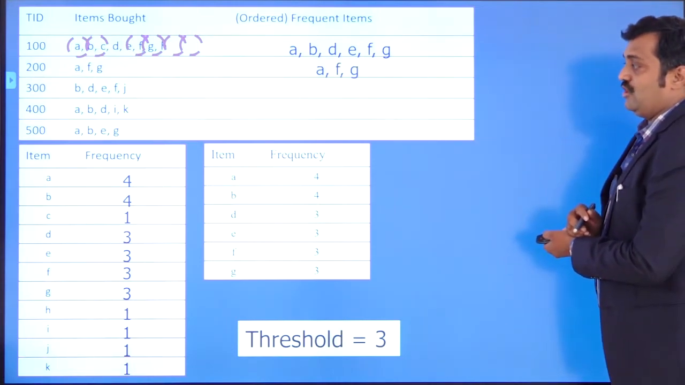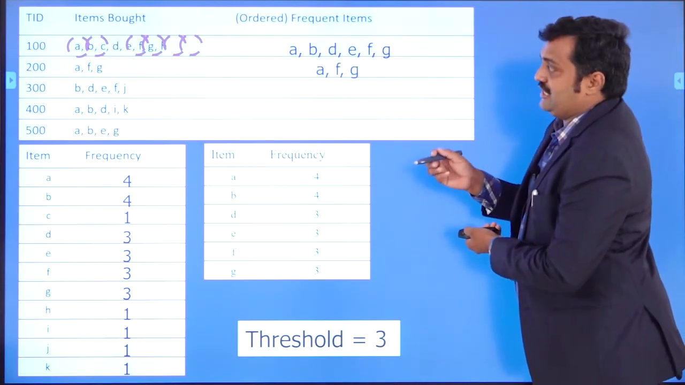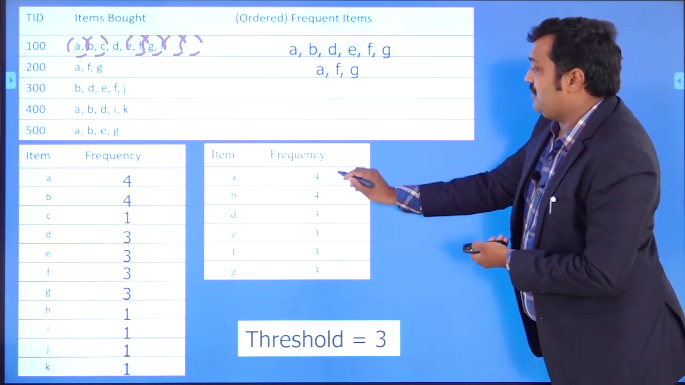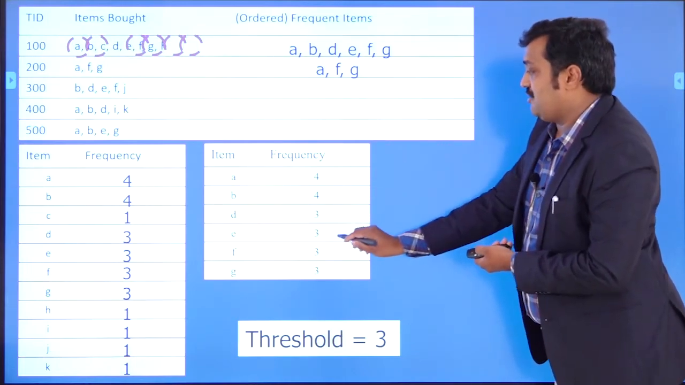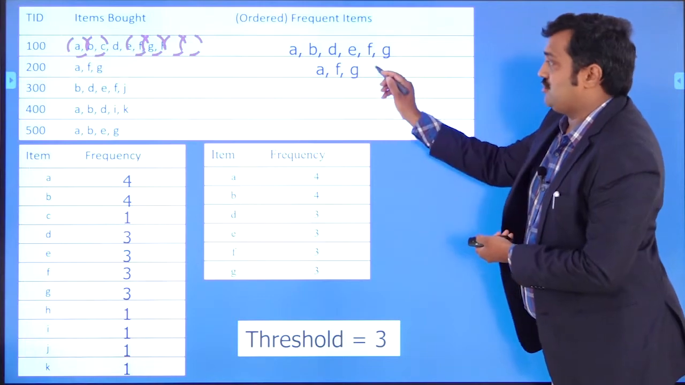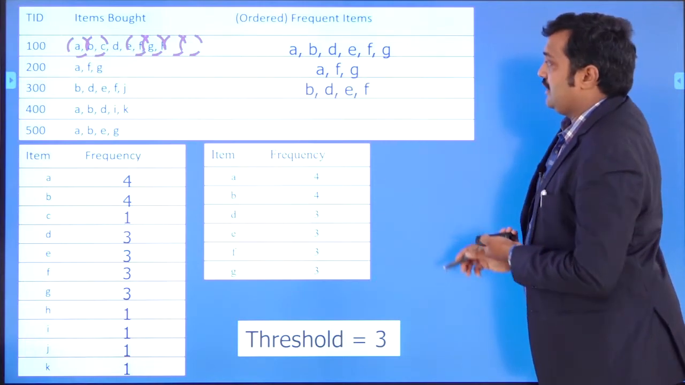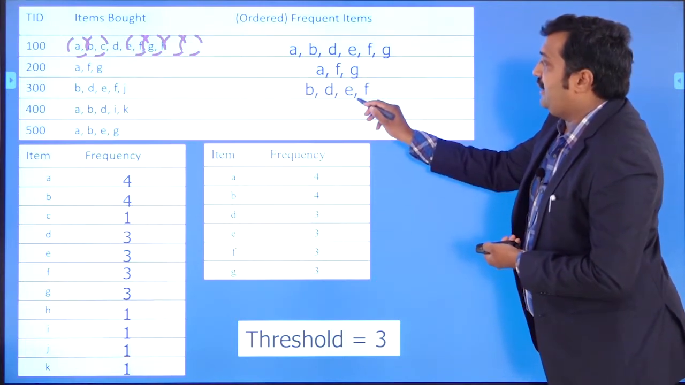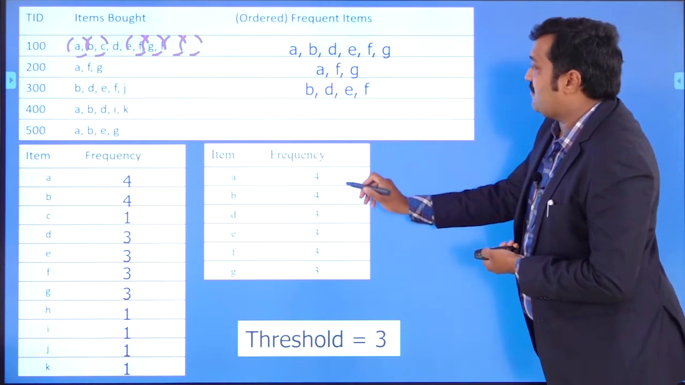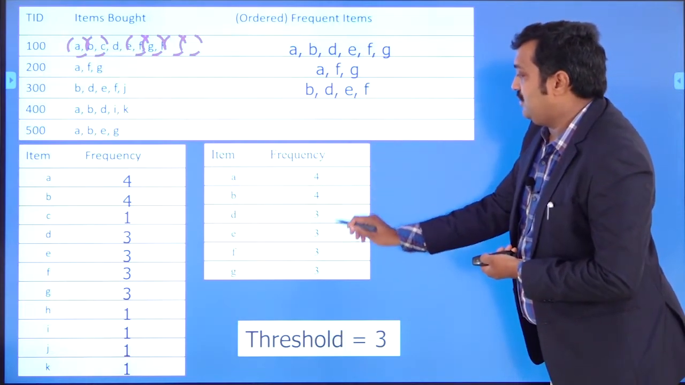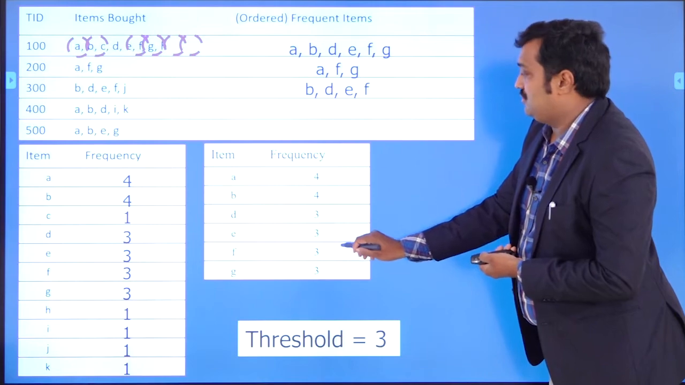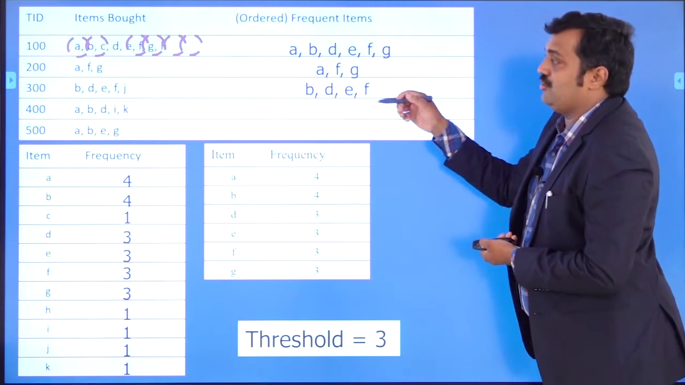Similarly, the second transaction: A, F, G. A is available, F is available, G is available. So already in order. Next, B, D, E, F. In the third transaction, B is available, D is available, E is available, F is available, J is not available, so it is eliminated.